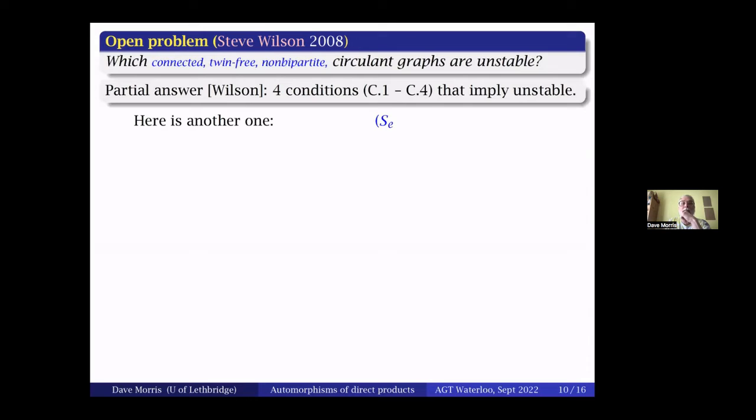Let's talk about C1. For C1, I need a little bit of notation. So let's let SE be the part of S that consists of even numbers. And let's let SO be the odd part, so there's the even part and the odd part. And then what Wilson proved is that the circulant is unstable if SE, the even part, is invariant under some translations. So what that means is there's a non-trivial subgroup, let's call it H, so that if you translate the even part by elements of that subgroup, it's invariant under translation by something. That's easy to state.